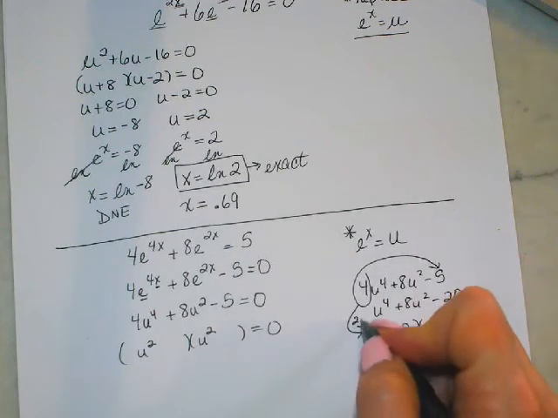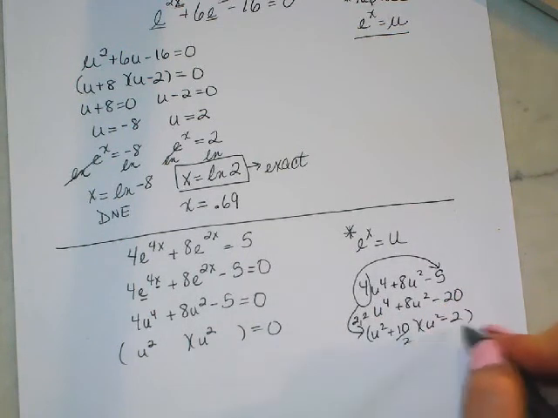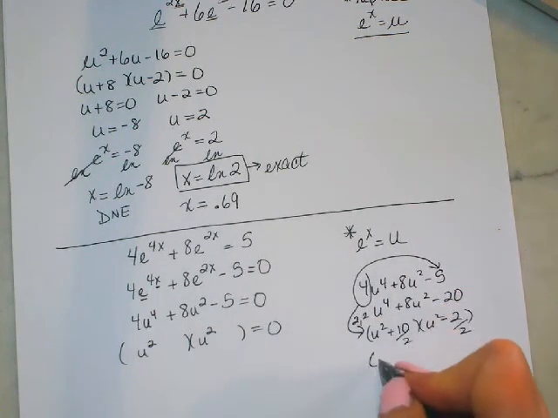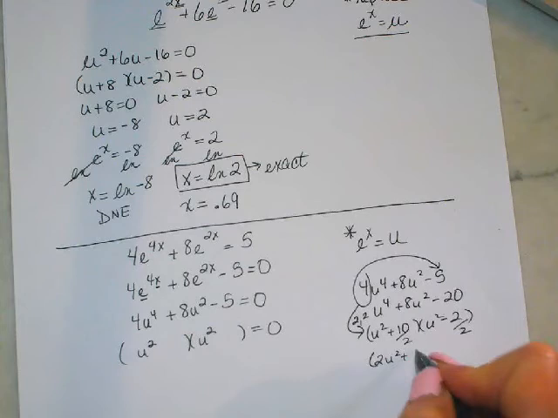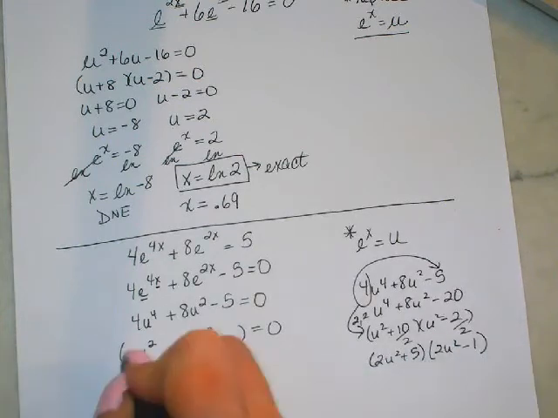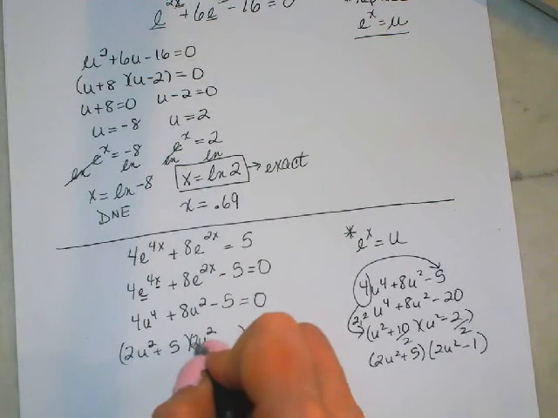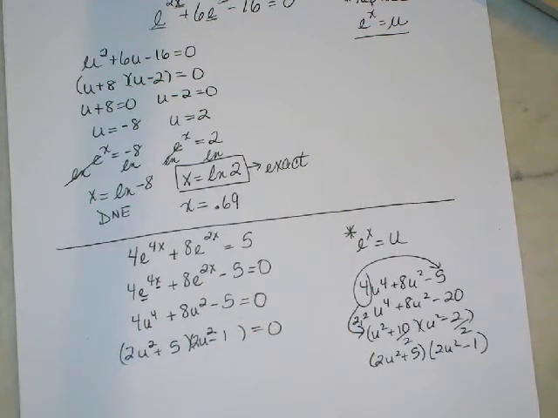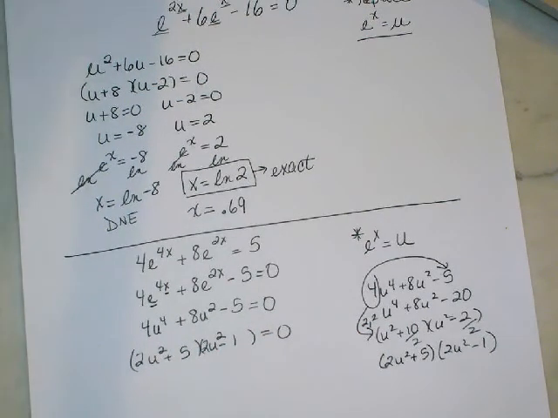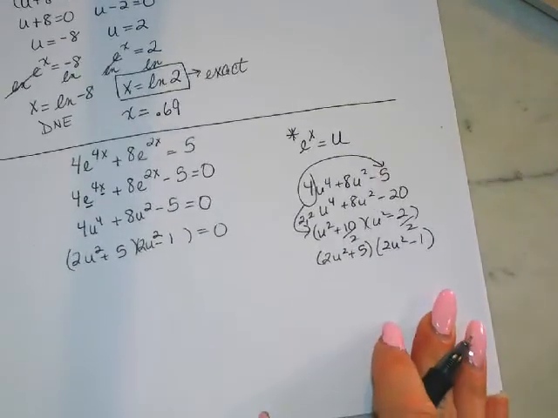Which one is divisible by 4? Neither one, so I'll split it into 2 and 2. Divide by 2, divide by 2. So it's going to be 2u squared plus 5, 2u squared minus 1. And 2u squared minus 1. Okay, we're going to continue solving it.